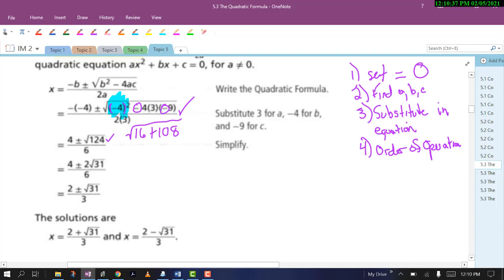So it's not some kind of mystery. Then we can simplify the square root of 124. We know 2 goes into it because it's even.